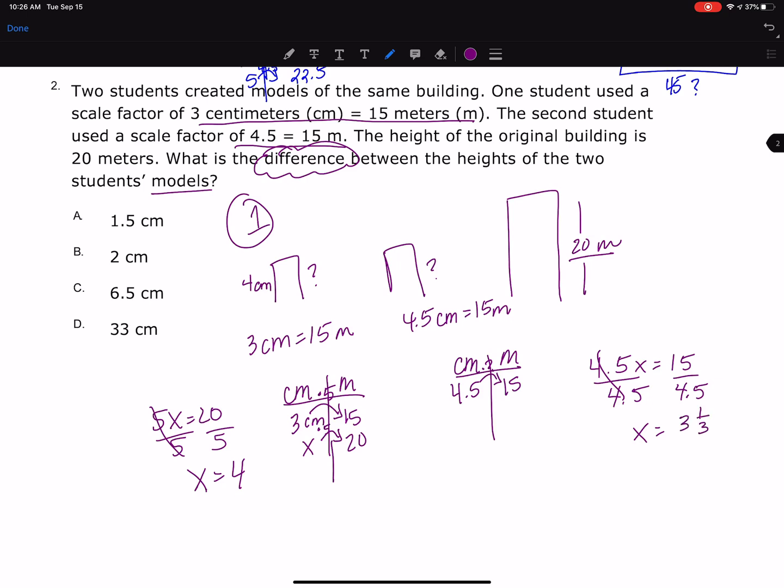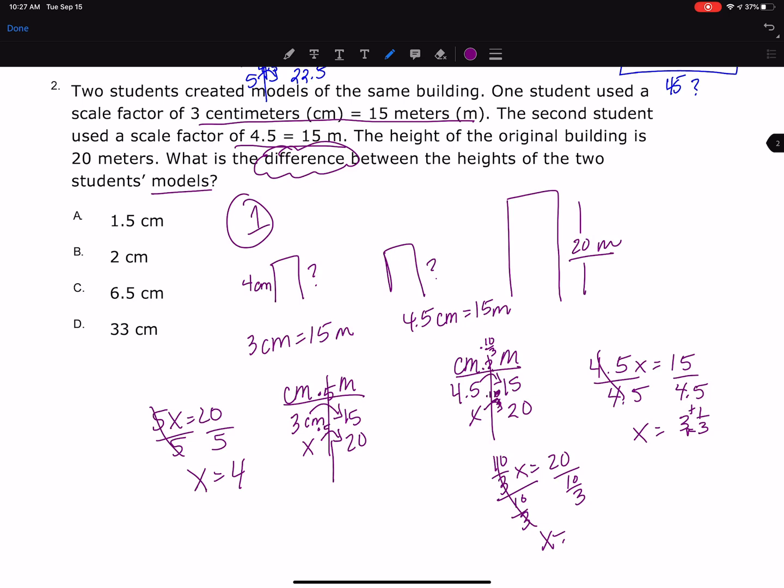And you can change that to a mixed number if you want to. 3 times 3 is 9, plus 1 is 10. Remember, we do that. So this would be times 10 over 3. So I'm multiplying by 10 over 3. So my height here is 20, and I need to know what this is. So 10 over 3 times x gives me 20. I'm going to end up dividing by 10 over 3.